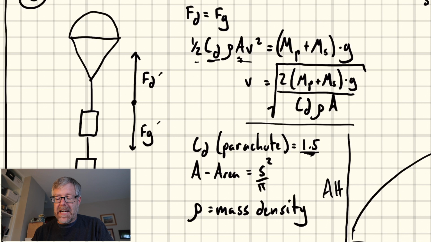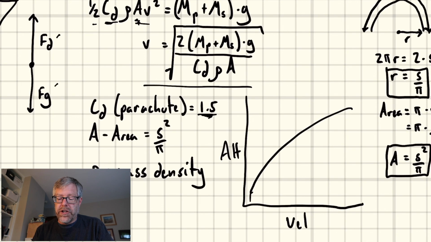Now, the velocity actually starts out very large up here at the highest point because the air is very thin, so it's falling and the parachute doesn't do very much good. And then as it comes down, it slows down more and more because it's going into thicker and thicker air.